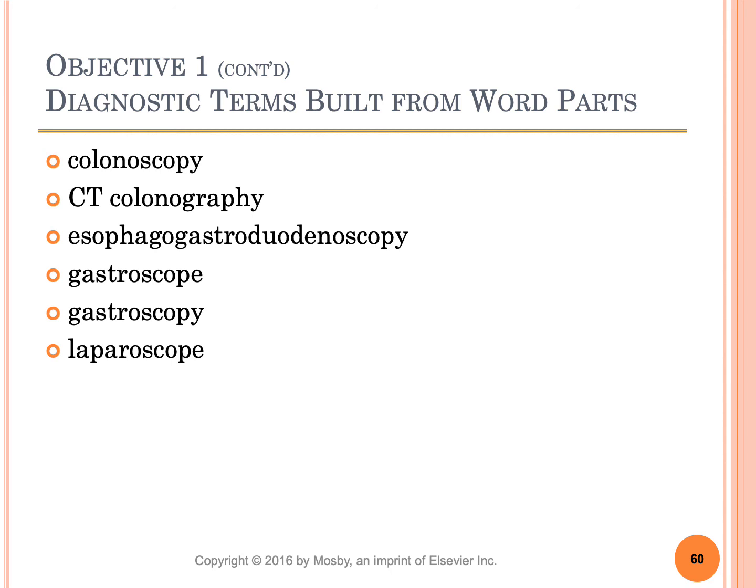A laparoscope. So if we're doing a procedure where we're going to use an instrument to view the abdominal cavity or the pelvic cavity, for that matter, we use something called a laparoscope. And then pertaining to viewing the abdomen with a scope is laparoscopic. And then the actual procedure is called a laparoscopy. So we would use a laparoscope when we do a laparoscopy.